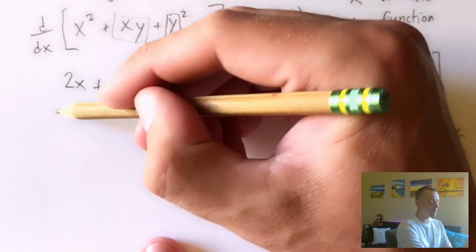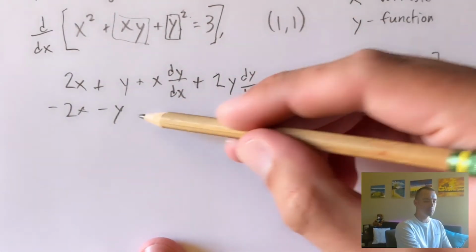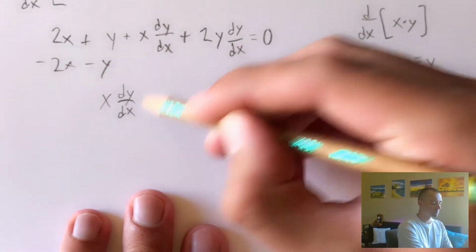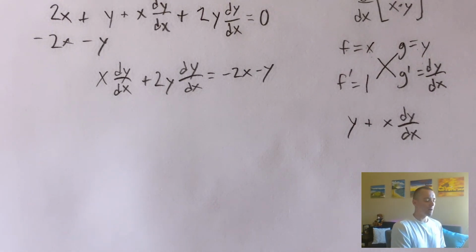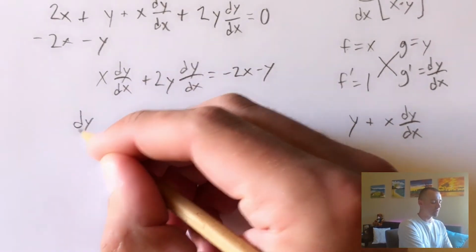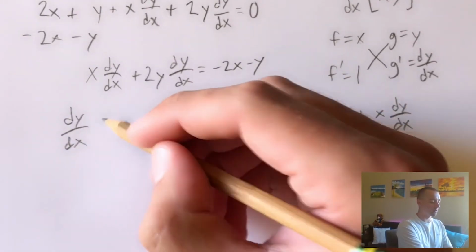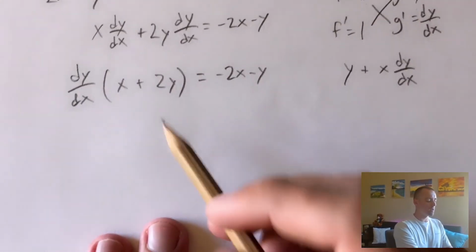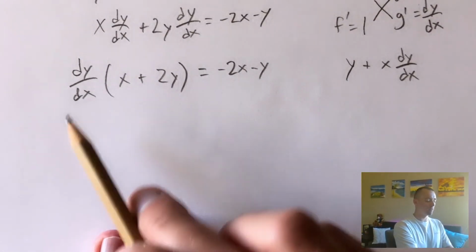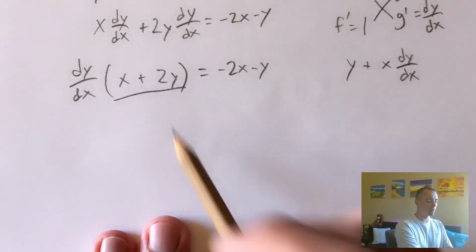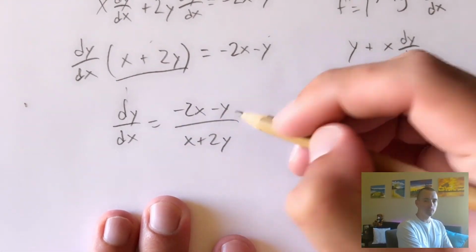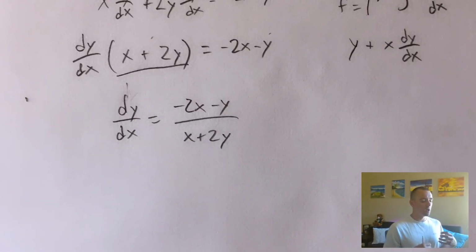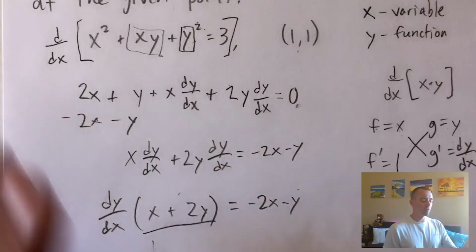To do that, we can subtract over these other terms that don't have dy/dx in them to the other side of the equation. And then once we've completely separated our dy/dx and our non-dy/dx terms, we can factor a dy/dx out of this side of the equation that does have dy/dx on it. And then to get dy/dx all by itself, now that we only have a single dy/dx, we can divide over this other piece to the other side of the equation.